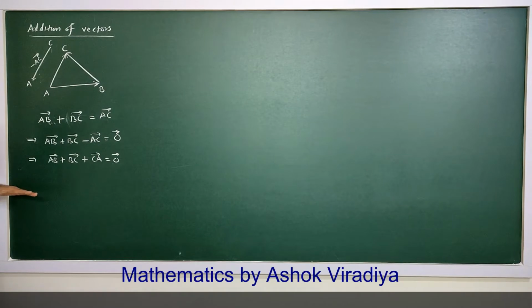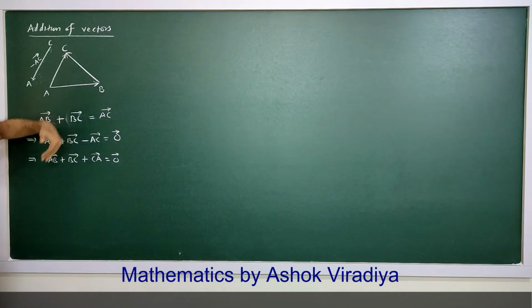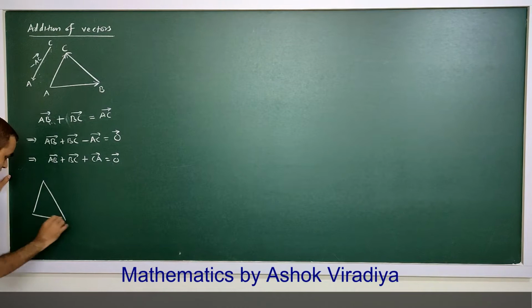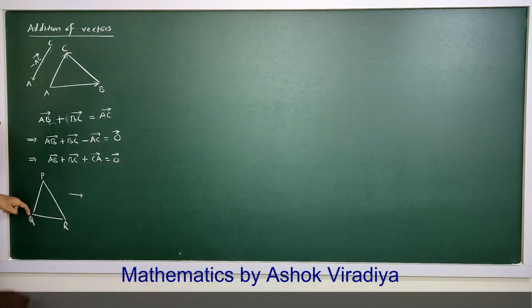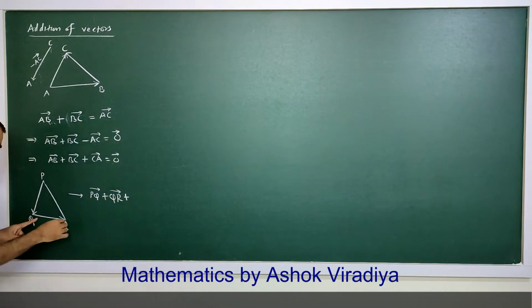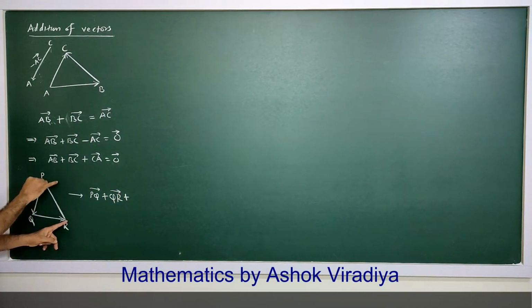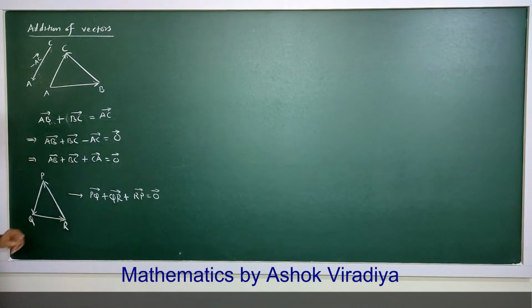So move along sides without changing direction. Come on the initial point. Resultant is 0 vector. Suppose I want for this triangle PQR. So for this triangle, what we can say? Vector PQ, I am starting from P. Vector PQ plus vector QR plus, continue in the same way, vector RP is equal to 0 vector.